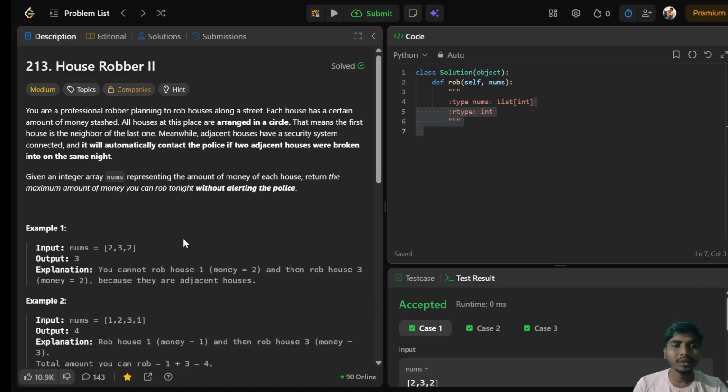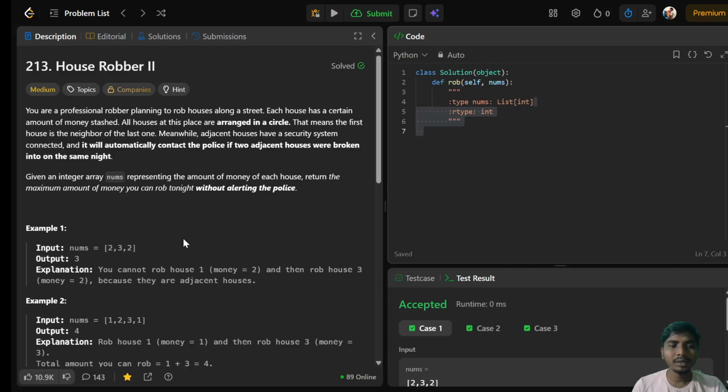You are a professional robber planning to rob houses. Each house has a certain amount of money. All houses at this place are arranged in a circle. That means the first house is the neighbor of the last one. Meanwhile, adjacent houses have a security system connected. It will automatically contact the police if two adjacent houses were broken into.